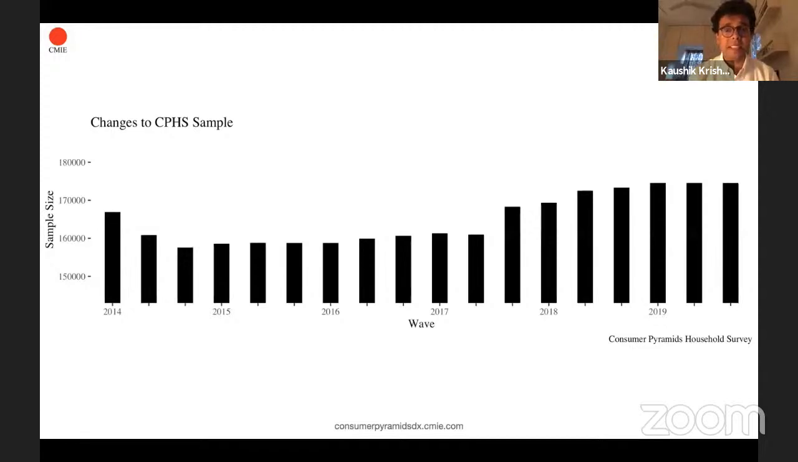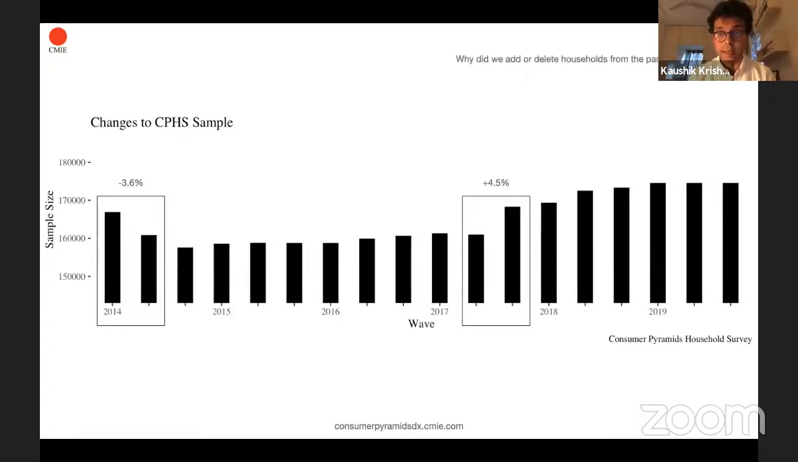Here's a simple graph to demonstrate how the sample moved around between 2014 and 2019. I want to highlight a couple of things. Firstly, the largest drop was a drop of 3.6%. That happened in the very first wave. The largest increase between two consecutive waves was an increase of 4.5%. And that happened for a very specific reason in 2017 that I'll get to in just a couple of minutes.